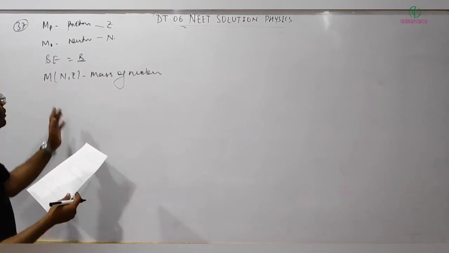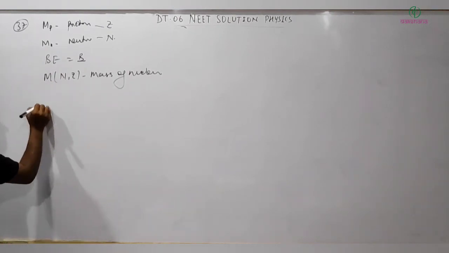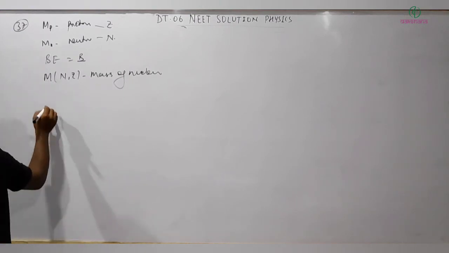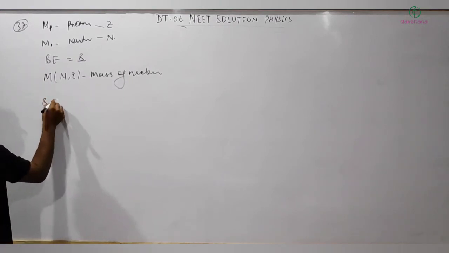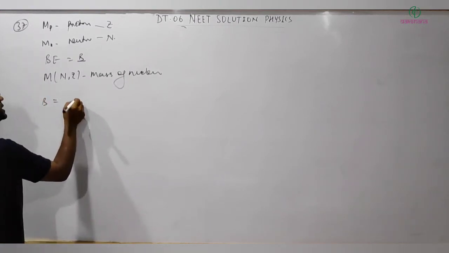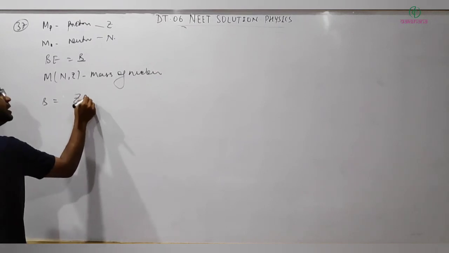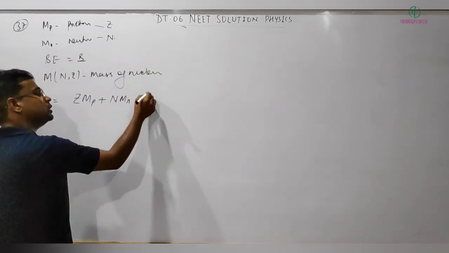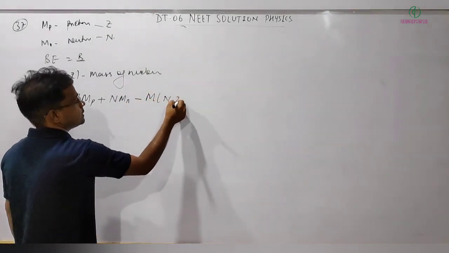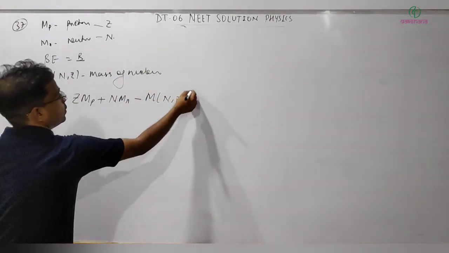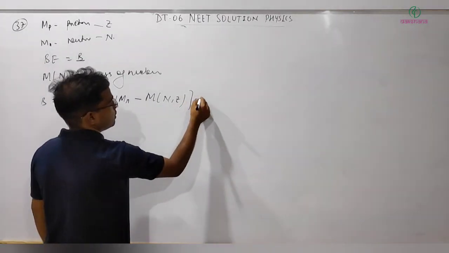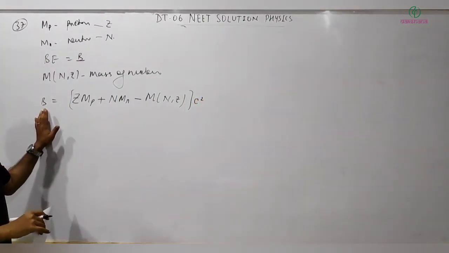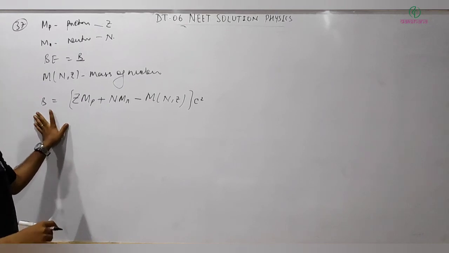So here you must be knowing the binding energy. Binding energy B is equal to the mass defect, which is Z times the mass of the proton plus N times the mass of the neutron minus the mass of the nucleus, all multiplied by C squared. That is the basic formula for binding energy.